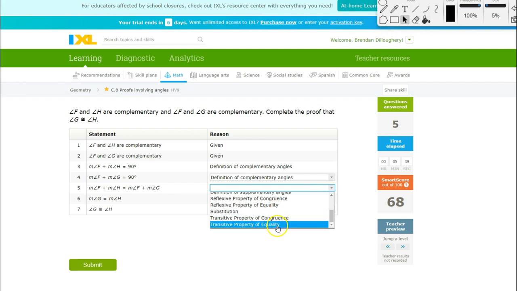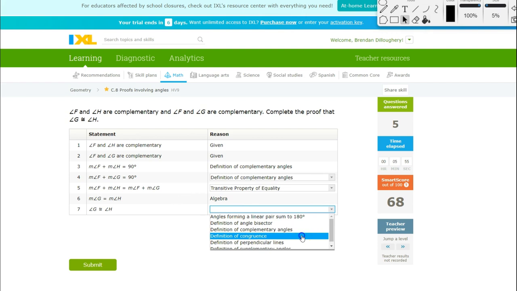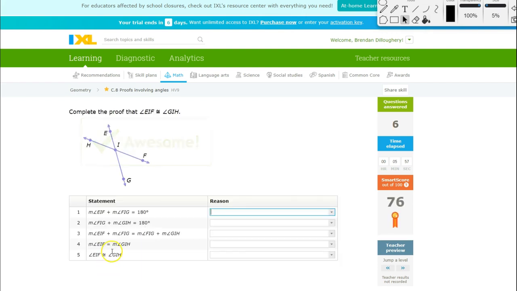Both will get marked correct. I'm going to choose transitive just because that seems to fit better here. It's more specific. Then we use algebra. Specifically, we're subtracting the measure of angle F on both sides, to get these 2 angles' measures are equal. And then that means that the 2 angles are congruent by the very definition of congruence.